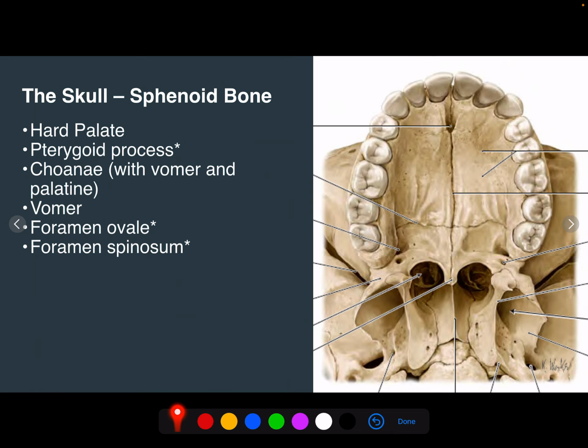The other thing to point out here would be your pterygoids. So we have our lateral pterygoid, our medial pterygoid, lateral pterygoid. I'll do that one more time. Lateral, medial, lateral. Okay?